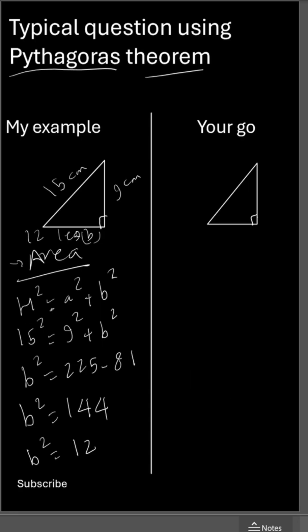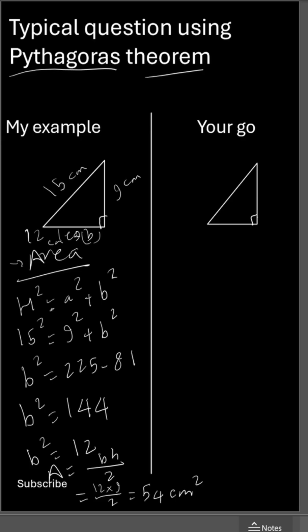Okay, great. Now I have this side here. So I have the base and the height. So the area A will be base times height divided by 2. So base times height is 12 times 9 divided by 2, and that will give me 6 times 9, which is 54 centimeters.